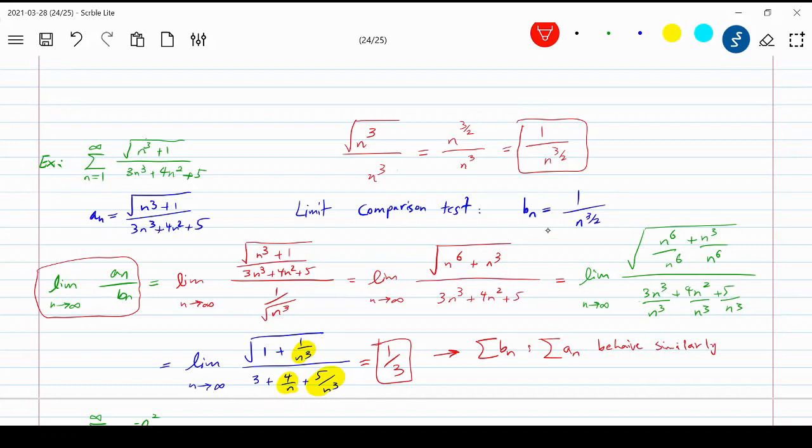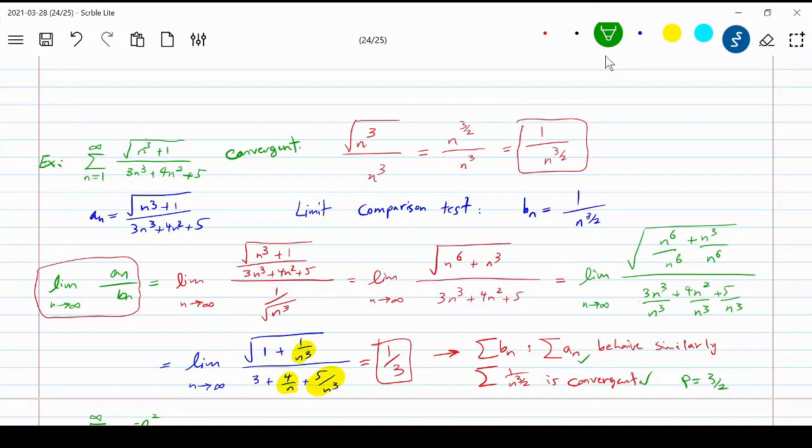But what do I know about summation of bn? Summation of bn, which is 1 divided by n to the power 3/2, is convergent. How do we know that? From the p series. Here p is the power of n, 3/2, greater than 1, so it's convergent. So if this is convergent, that means summation of an is convergent. That means this series converged.